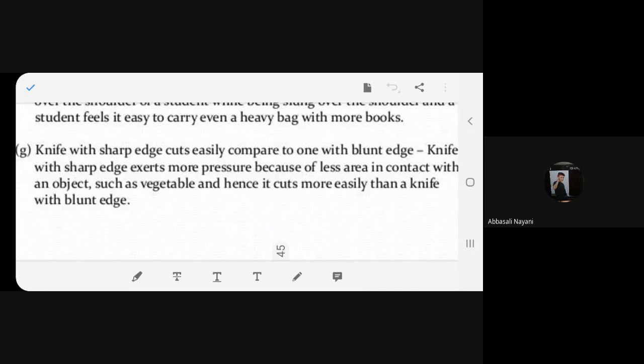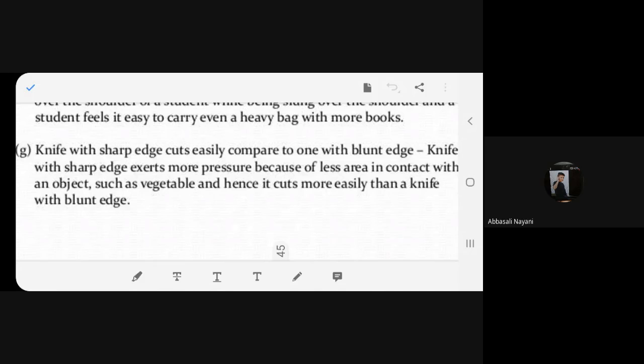A knife with a sharp edge cuts easily compared to one with a blunt edge. A knife with a sharp edge exerts more pressure because of less area in contact with an object, such as a vegetable, and hence it cuts more easily than a knife with a blunt edge.